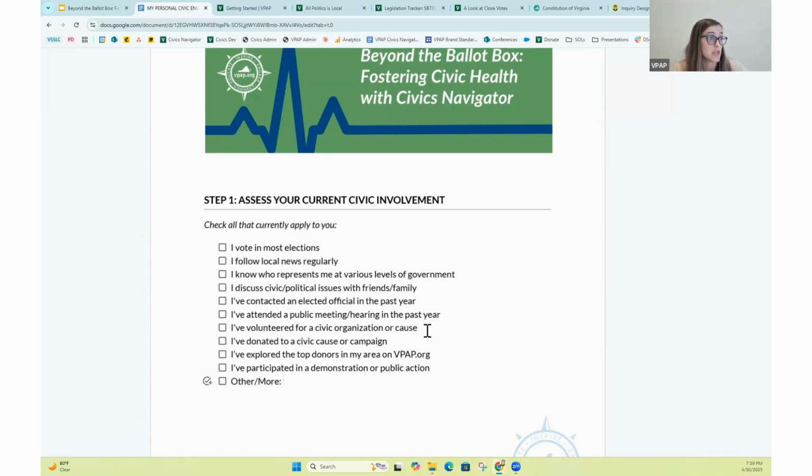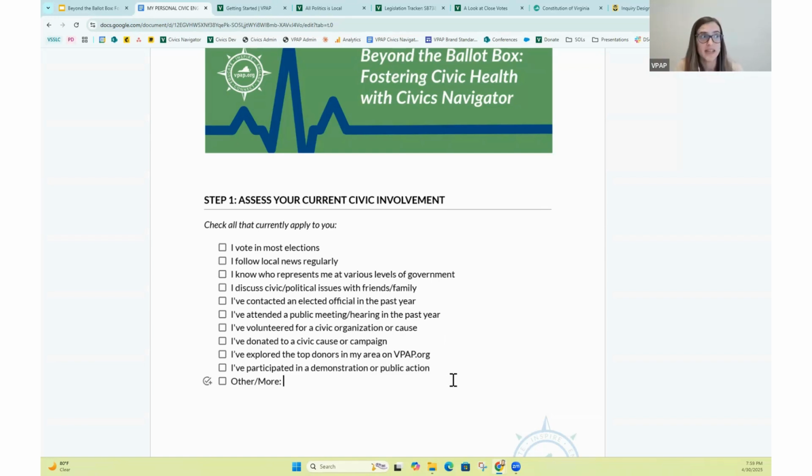Volunteering for civic organizations or cause that you care about. Have you donated to a civic cause or campaign? Maybe you're thinking, well, I don't have the money to donate. You could explore your top donors. So who in your area is influencing political events? And you could get in touch with them if you wanted and begin to build coalitions or alliances.